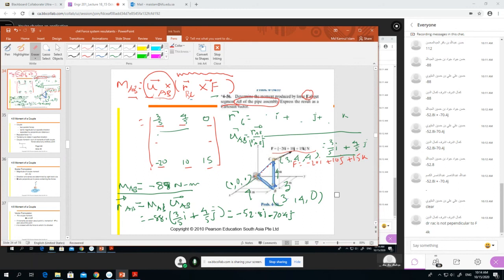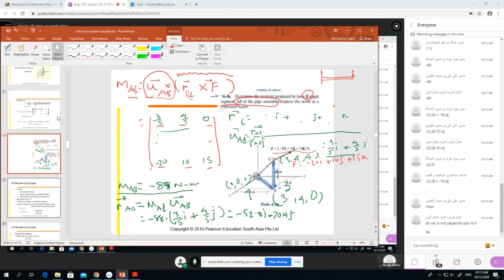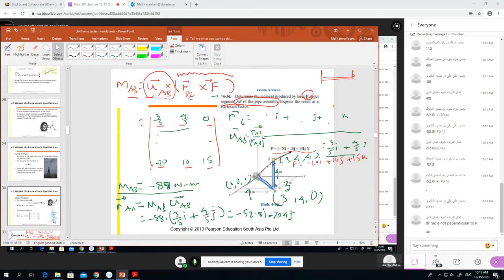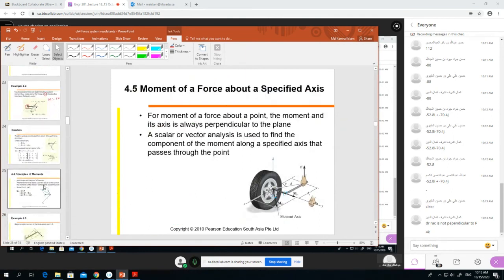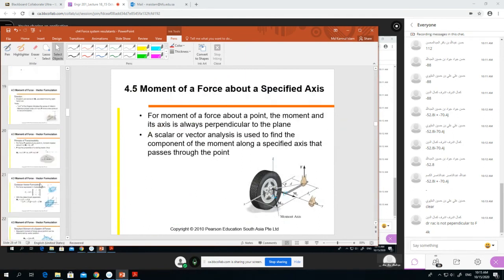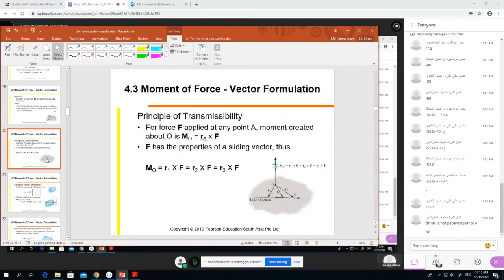Doctor, it is not perpendicular to F. There is no need for it to be perpendicular to F. Don't be confused. Now we are doing something with vectors, not this kind of thing. Here, for the vector, we learned something before. What did we learn? We learned something here, you see?